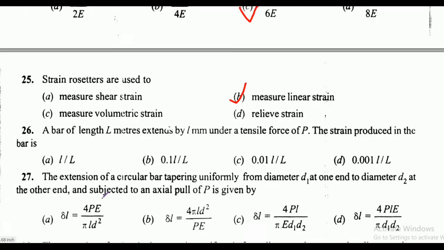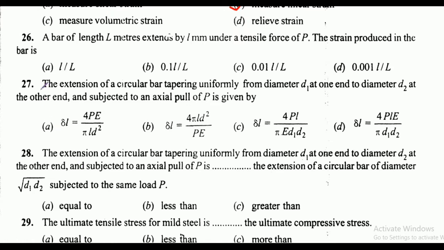Next is question 26. A bar of length L meters extends by small l mm under a tensile force of P. The strain produced in the bar is, here friends these are the options, and here correct answer is option D, that is 0.001 l upon L, small l upon capital L.